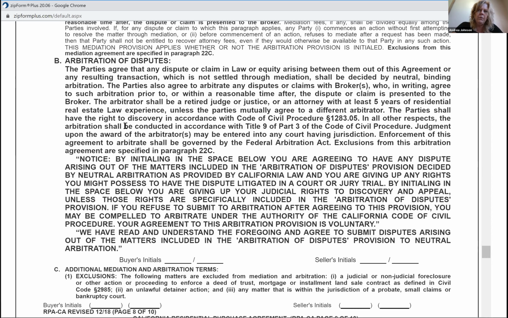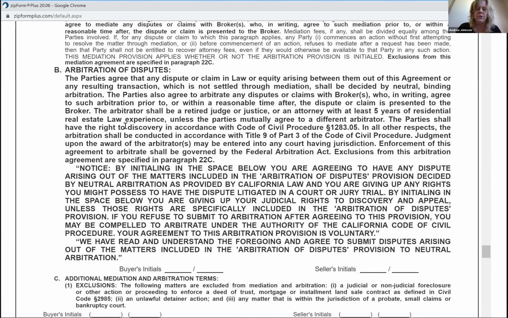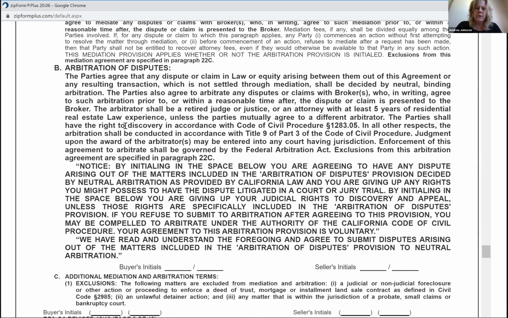Now, this is why we require the arbitration agreement to be included with our listing documents, because for some reason, C.A.R. took this arbitration language out, and the arbitration paragraph out of the listing agreement. So we require that you're going to be using it when you do a listing. You're going to use a separate C.A.R. arbitration agreement form with a listing. But here it is in the RPA. It's already here, so we don't need to use an additional form. All right. Parties agree to arbitrate any disputes or claims with broker, and so on.